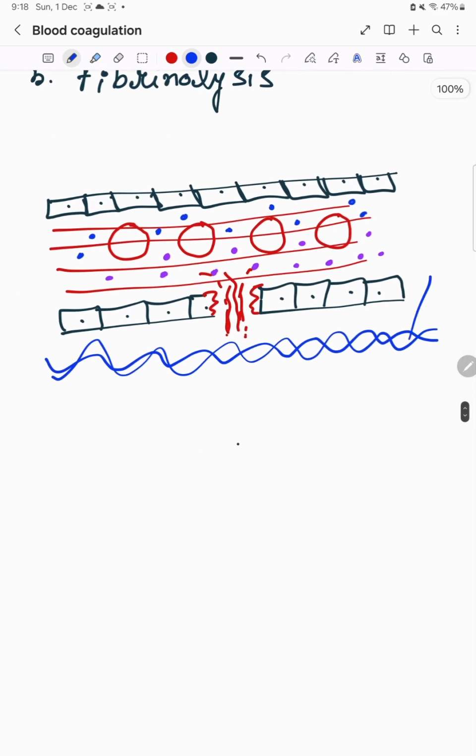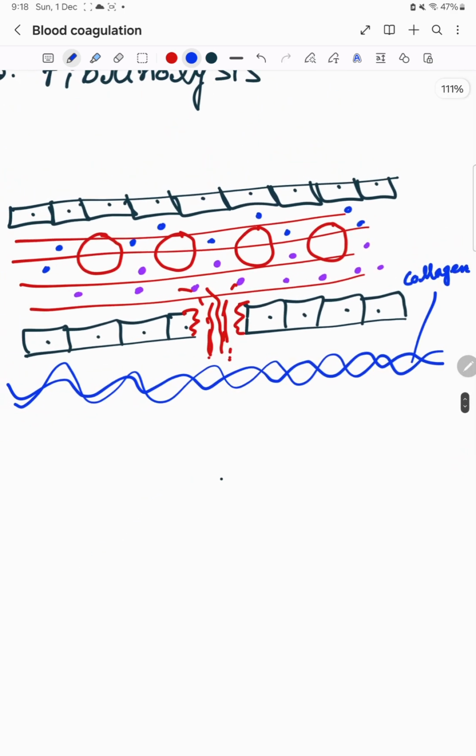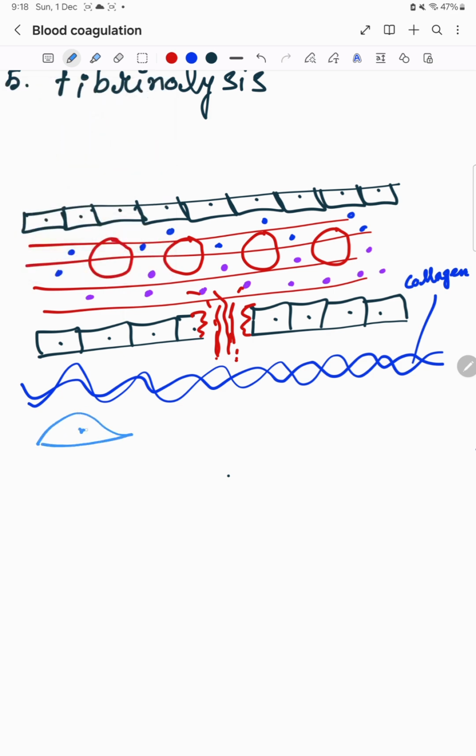It's a collagen fiber layer. And under this collagen fiber layer, there is another layer known as the smooth muscle layer. So there is a cut and the blood comes out from this blood vessel to the outside of the capillary, and we need to prevent this blood loss.